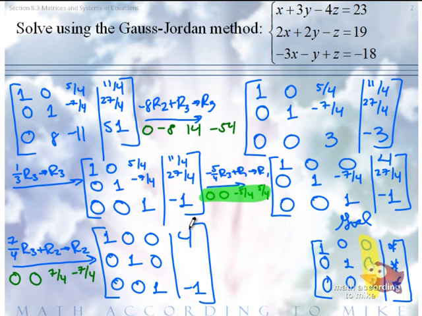And then multiplying the last row by positive 7/4. Starting you off with 0, 1, 0 for the second row. We'll have 27/4 minus 7/4, 5, because that's 20/4. So what's our ordered triple? 4, 5, -1.